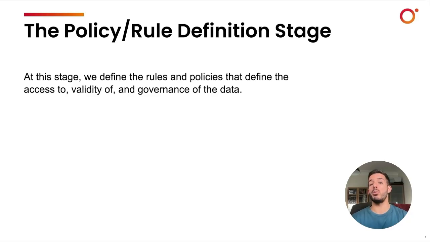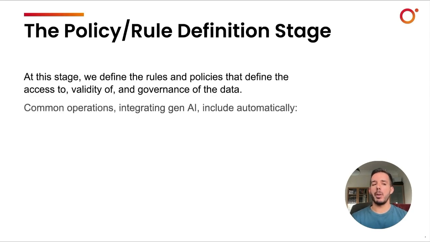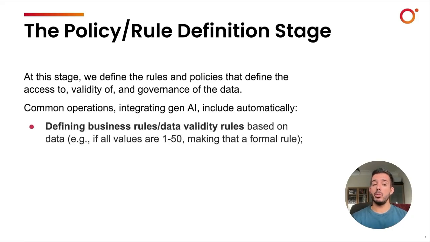We define the ones that we want to apply, but usually when we have a data set and information on the formats and the use case that we have, we can already start generating these. So usually it's going to be connected to the data creation stage or soon after that, after the data are documented. What are some common operations, including GenAI, that we have at this stage? Well, we can start by defining business rules or data validity rules based on the data. For example, if all of the values for a specific field are between 1 and 50, then maybe we should make that a formal rule for data validity.